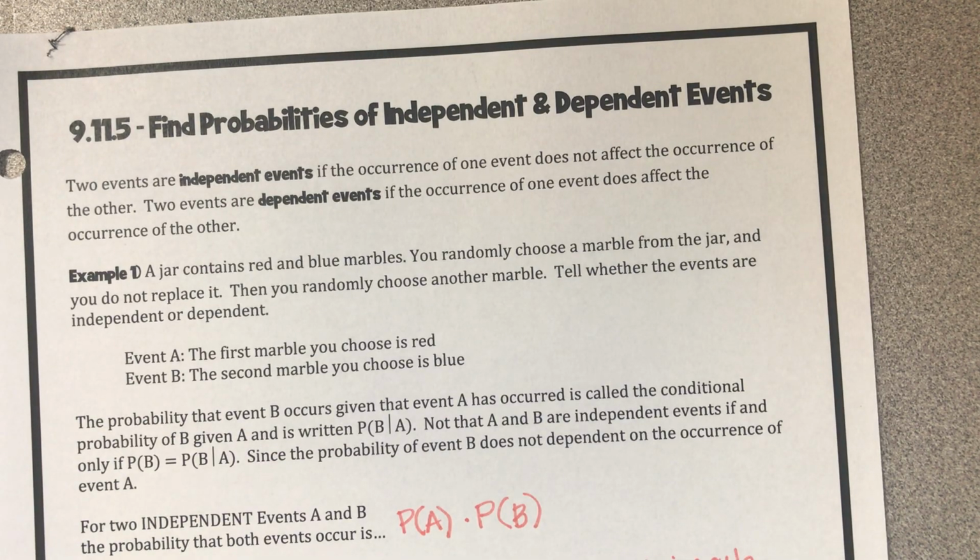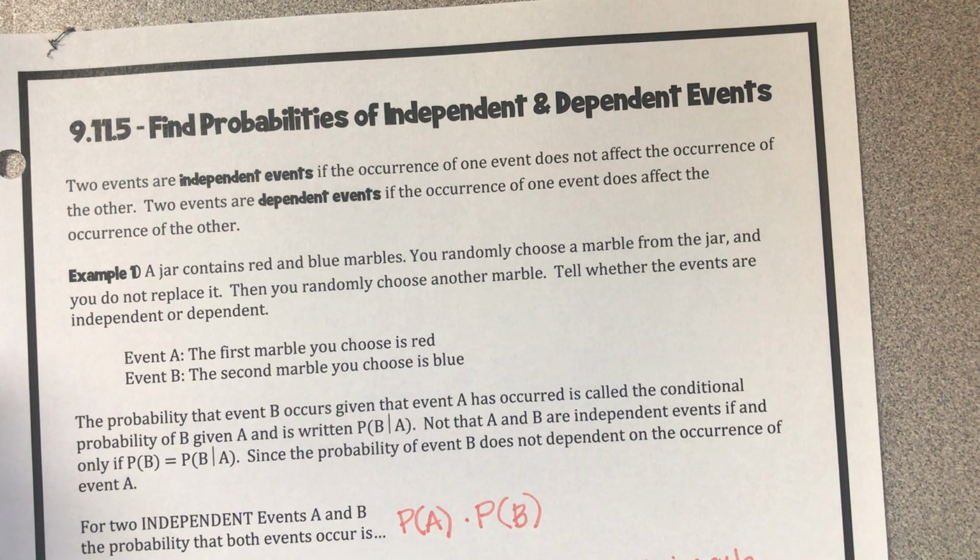Okay, so today we're going to talk about independent and dependent events. Independent is where the outcome of one does not affect the outcome of a second. So independent would be like you roll a dice and spin a spinner, right? Your dice doesn't affect what you get on your spinner.